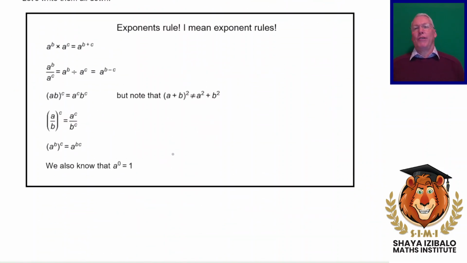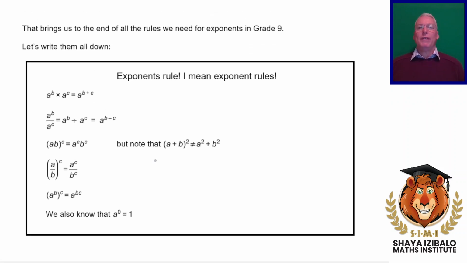So these are the rules that we've got so far. This is the end of all the rules we need for exponents in grade 8. When we have the same base and we're multiplying, we add the powers. When we're dividing with the same base, we subtract the powers. If we've got a product raised to a power, both the factors get the power. If we've got a fraction raised to a power, both the numerator and the denominator take that power. If we've got a power raised to a power, we multiply the powers. And the very last thing is that by definition, anything to the power of 0 is 1.